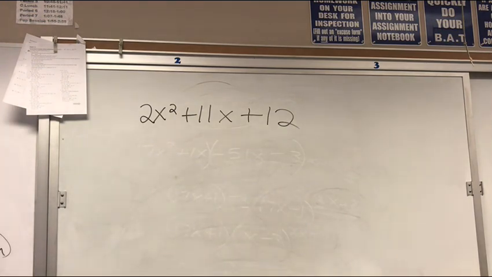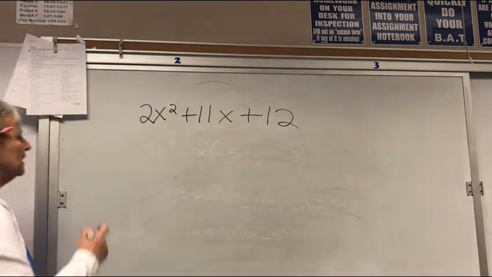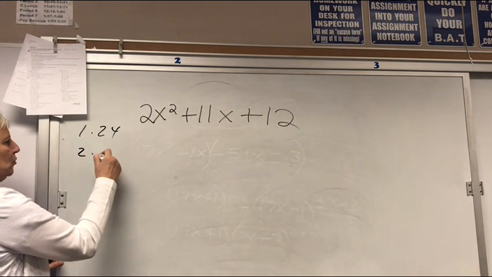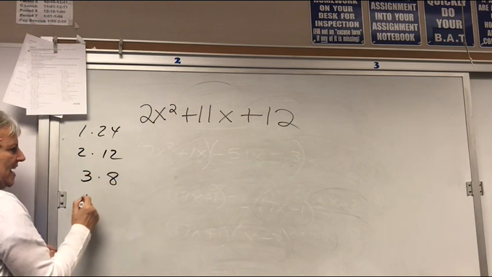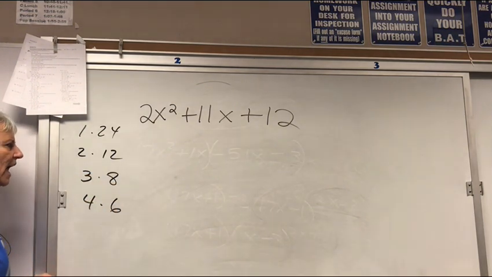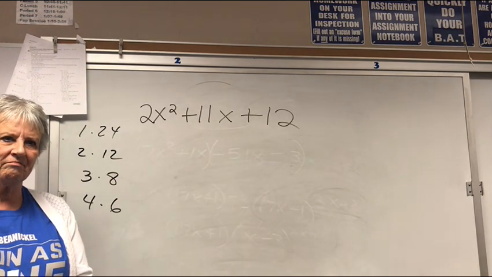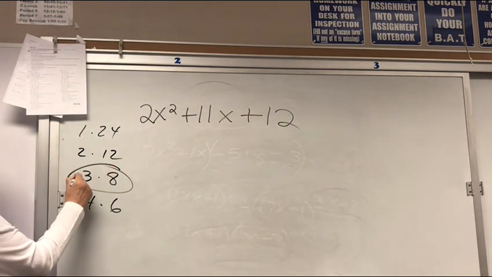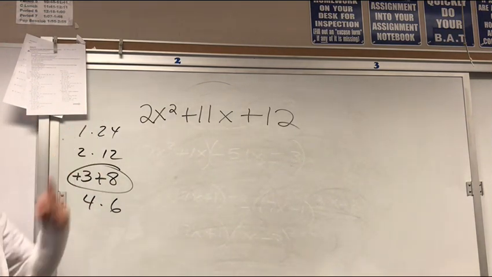What's the first thing we do? Multiply 2 times 12. Every single time. That's 24. Okay. 12 and 2, 3 and 8, 4 and 6. How's 12 and 2 going to give me 11? Positive 3, positive 11. I mean 8. I'm thinking ahead.